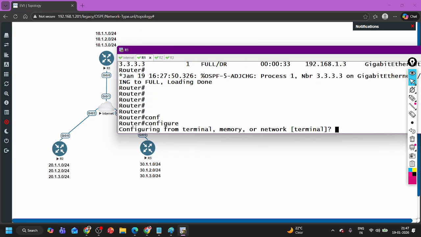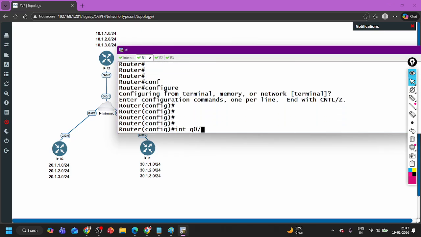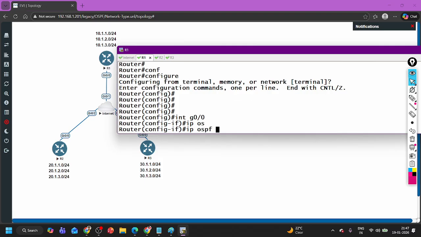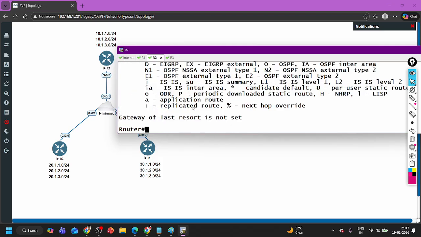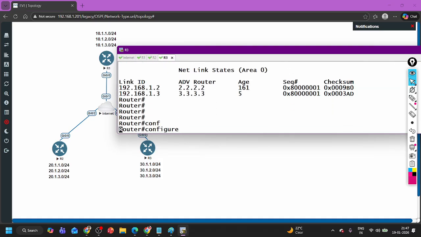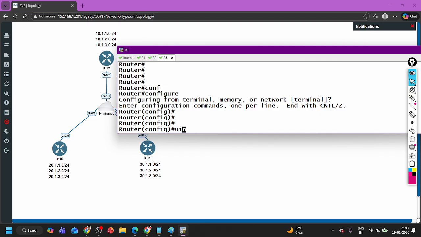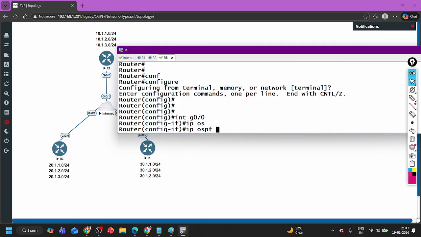Let me do that. Interface G0/0, IP OSPF priority 10, and on R3 I am going to configure priority 0. Interface G0/0, IP OSPF priority 0.